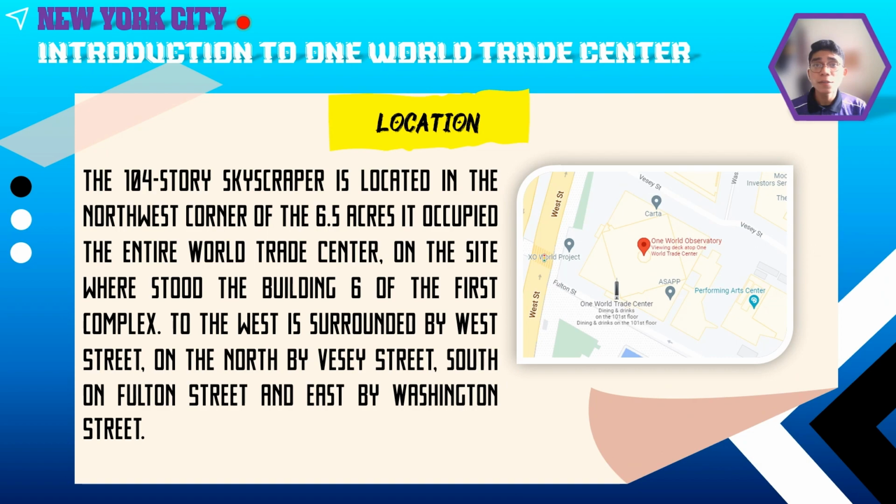The 104-story skyscraper is located in the northwest corner of the 6.5 acres it occupied the entire World Trade Center, on the side where stood the building 6 of the first complex. To the west it is surrounded by West Street, on the north by Vesey Street, south on Fulton Street, and east by Washington Street.